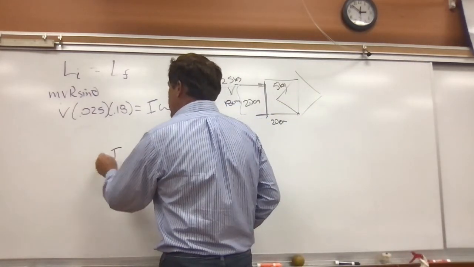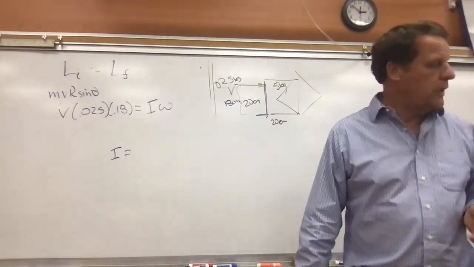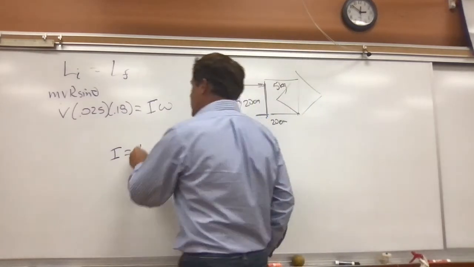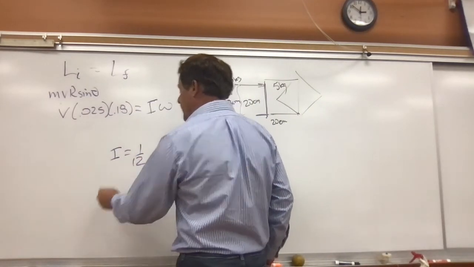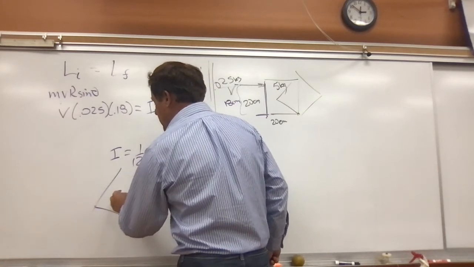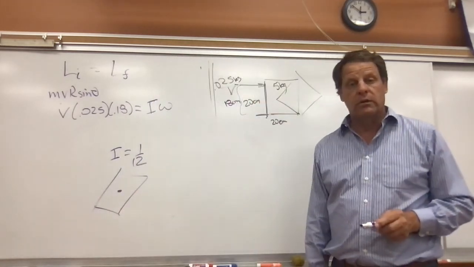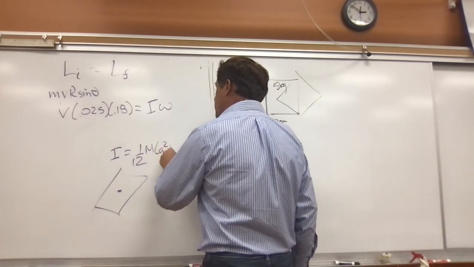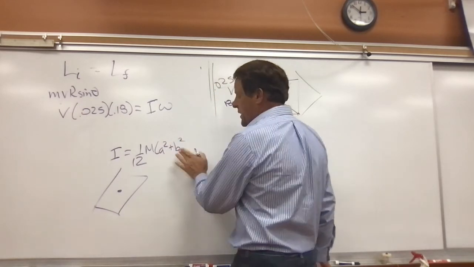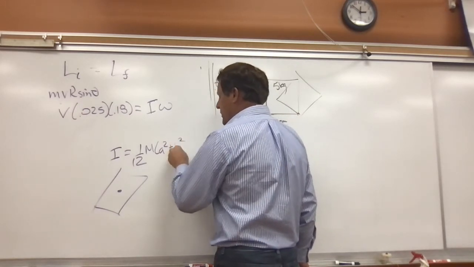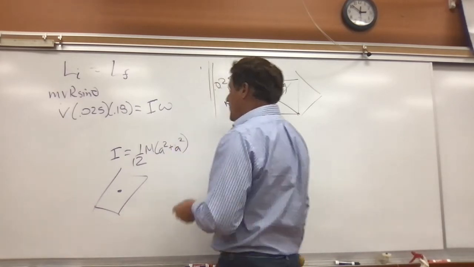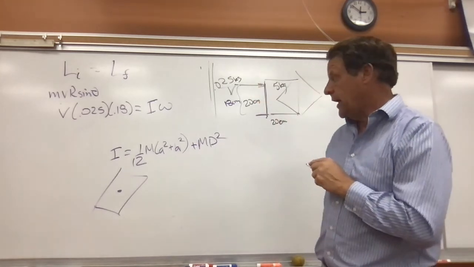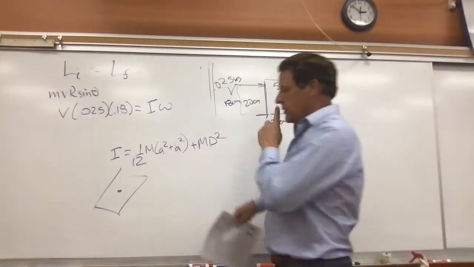So now, if you look on page 278, you're going to get an equation for essentially a rectangle that's going to rotate about its center, which is going to be 1/12 m times a squared plus b squared. But since we have a cube, this is going to be a squared. And we're going to have plus md squared, okay?